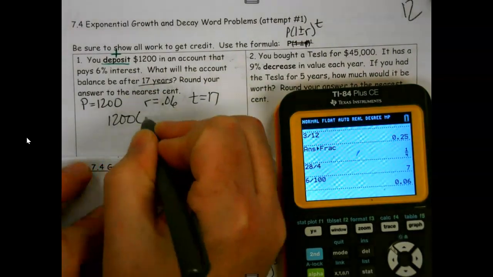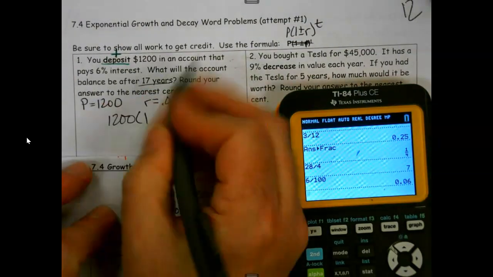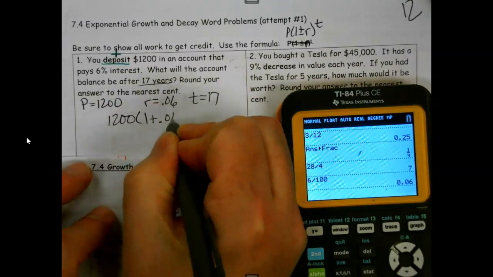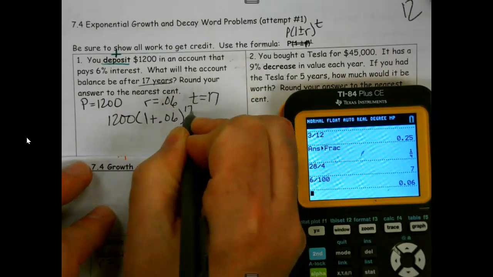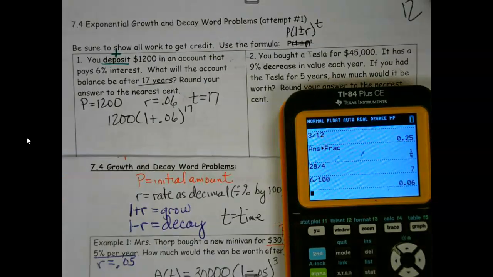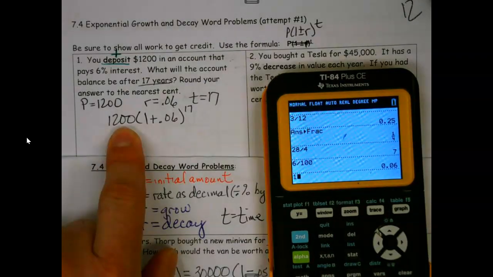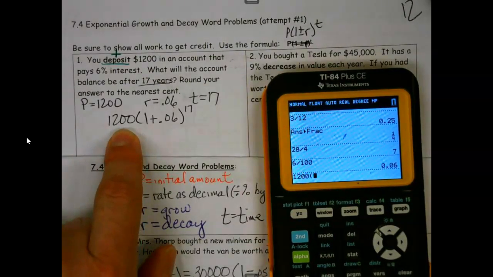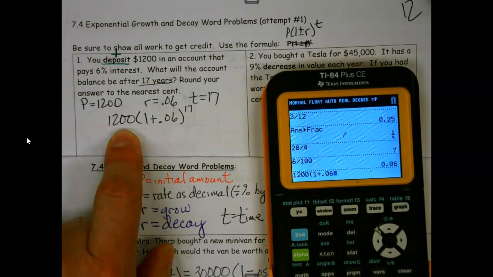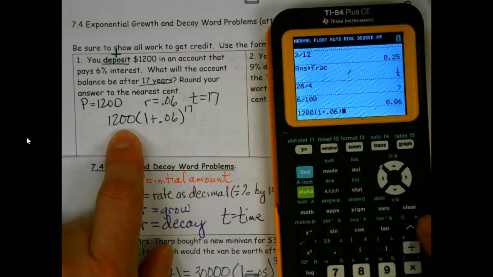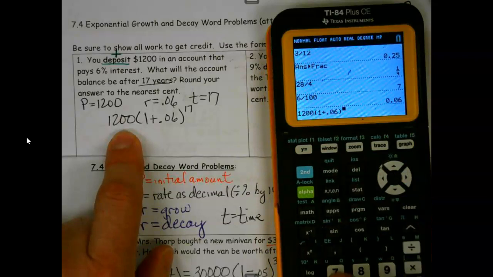P times 1 plus my rate to the time power. So I type that in exactly as I see it. Again, my exponent button is right above the divide.